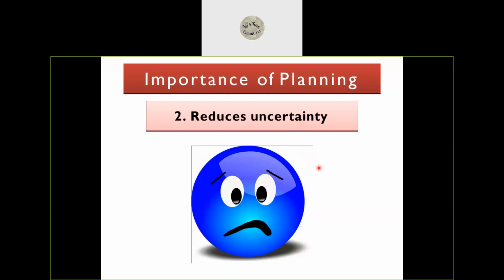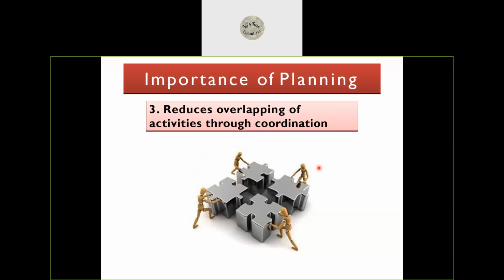This is the way managers are trained. That is what you do in MBA, that you are given situations and you need to find out the solution. So it reduces uncertainty. Then the third point is reduces overlapping of activities through coordination.